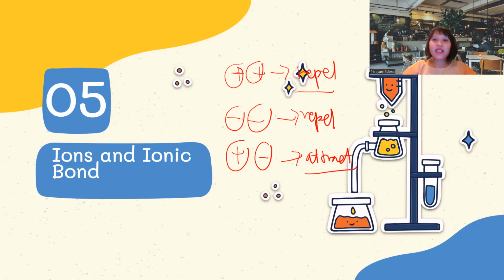And as you saw before, metal is usually easier to lose electrons, and non-metal is easier to gain electrons. So ionic bonding usually happens between metal and non-metal. Metal and non-metal become ions, and then they bond because of the electrostatic forces of the different charges of the ions.